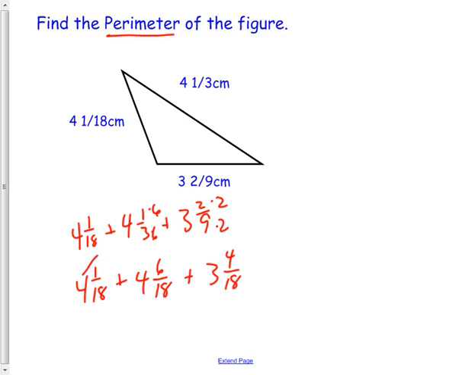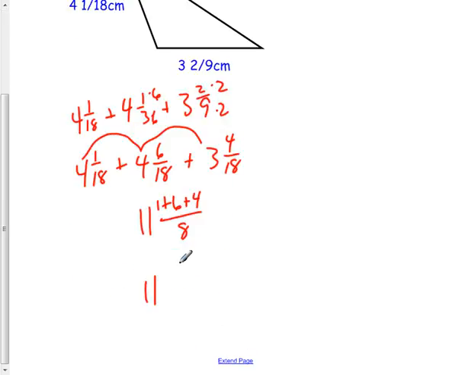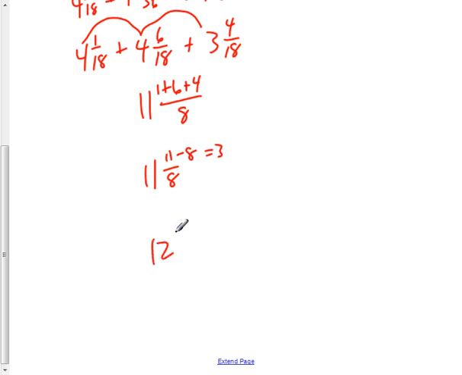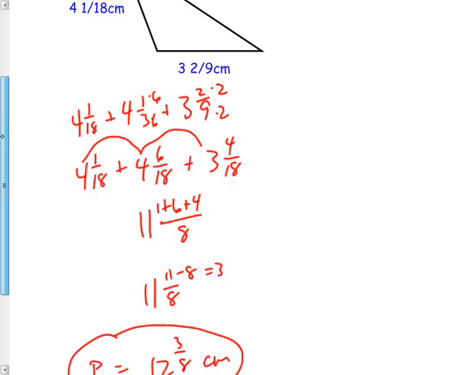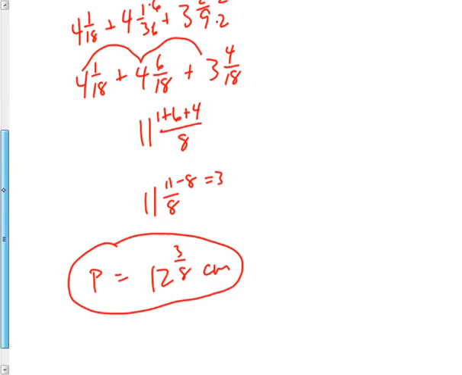Now let's add all of our whole numbers. 4 and 4 make 8, plus 3 more is 11, and then we're going to go 1 plus 6 plus 4 all over 18. So we're going to get 11 and 11/18. And let's figure out what our units are going to be. Centimeters. 11 and 11/18 centimeters is equal to the perimeter. So when it asks for perimeter, just go ahead and add all those things up.